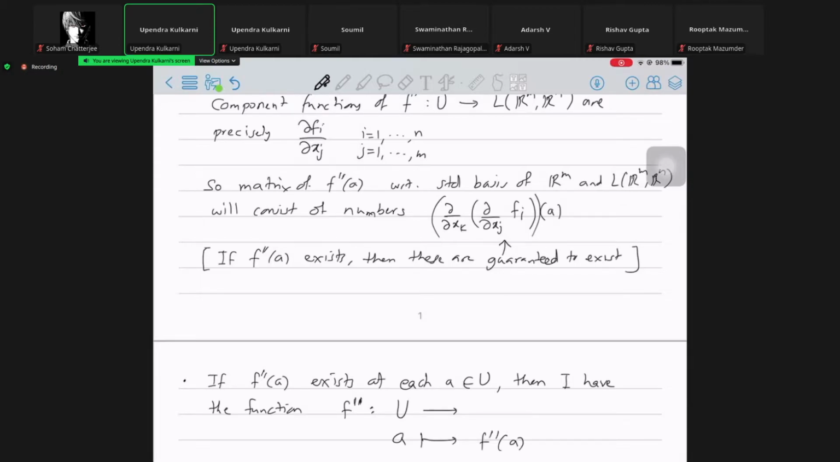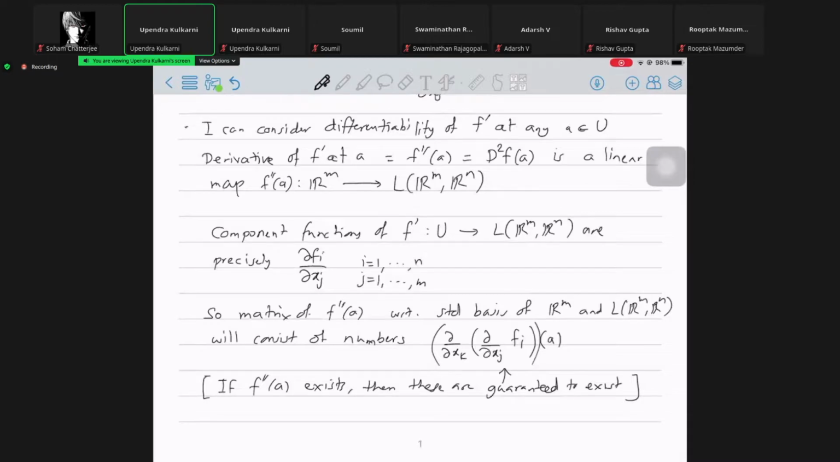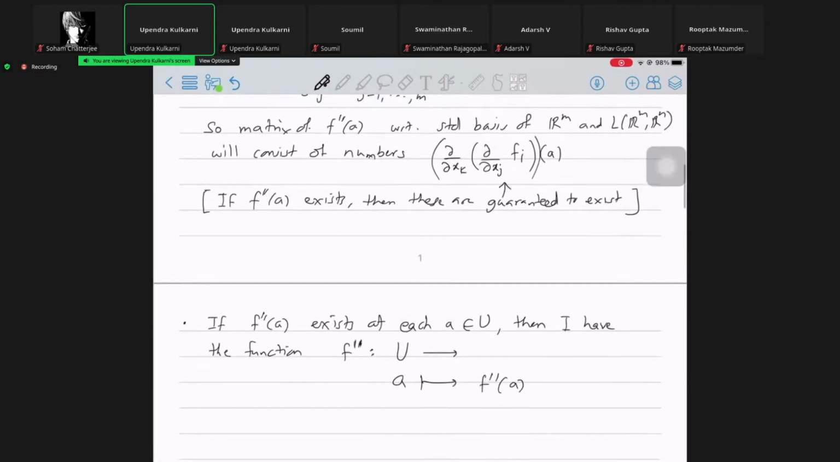So what kind of animal is f double prime of A? Let's just look. F double prime of A is a map that takes in an input from Rm and produces a linear map from Rm to Rn. So this is in the space of linear maps from Rm to the space of linear maps from Rm to Rn.